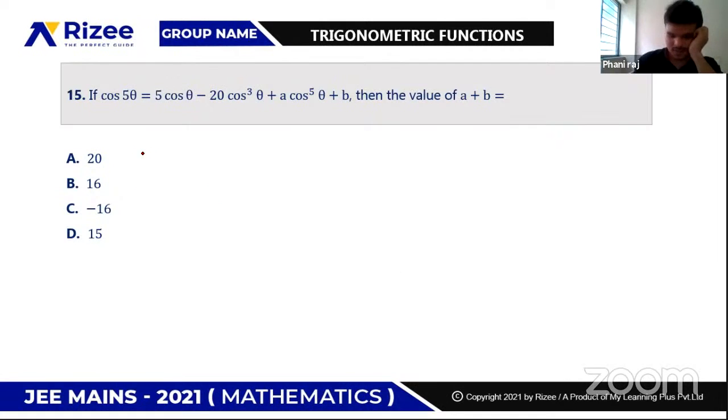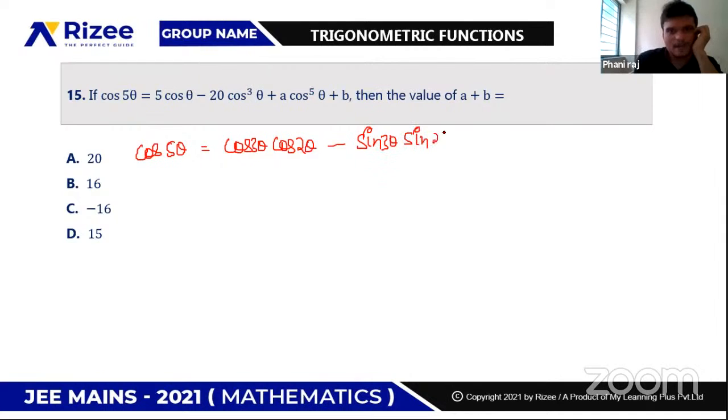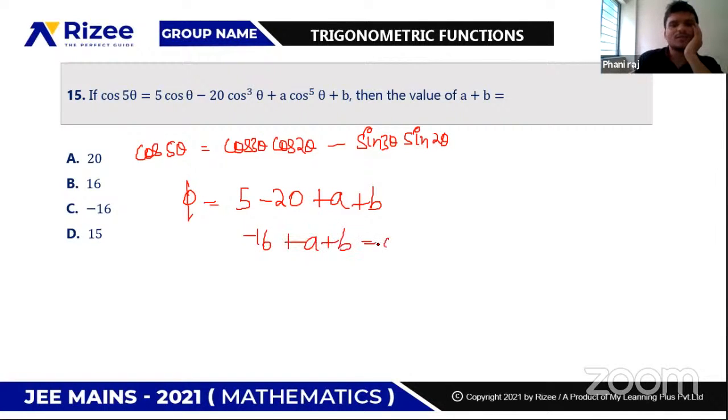Next one is the most tricky problem. So I'll tell you how to solve it. So cos 5 theta is the same as cos 3 theta into cos 2 theta minus sin 3 theta into sin 2 theta. See, we just have to worry about the constant term and the coefficient of a. So before that, if you put theta equal to 0, what do you get? You get 1 equal to 5 minus 20 plus a plus b. So what is this? 5 minus 1 is 4. So 4 minus 20 is minus 16 plus a plus b equal to 0. So a plus b must be 16. So you just have to find a, you don't have to find b.